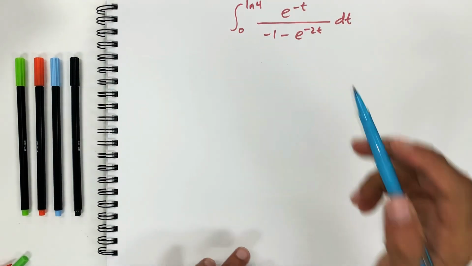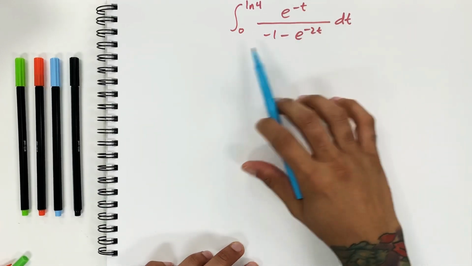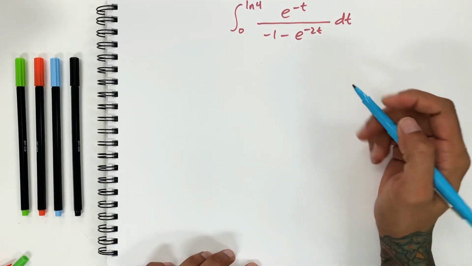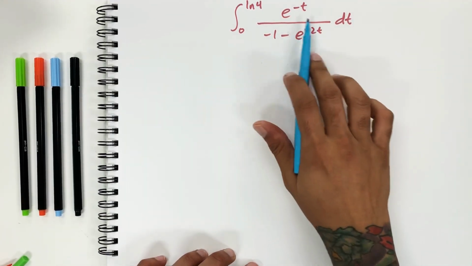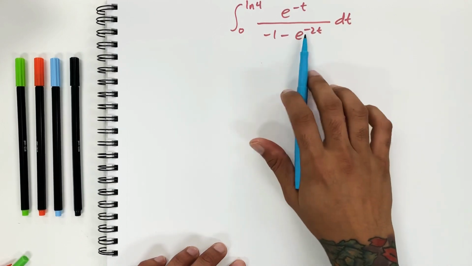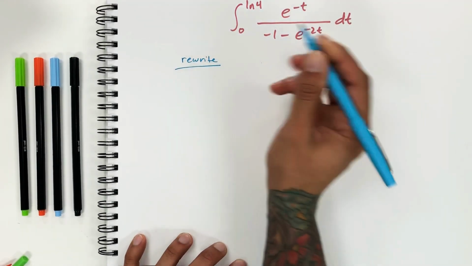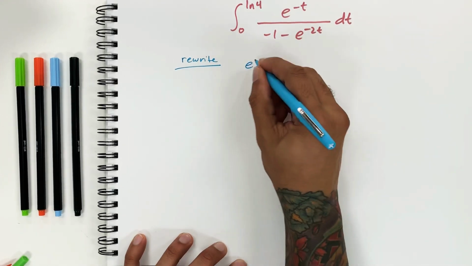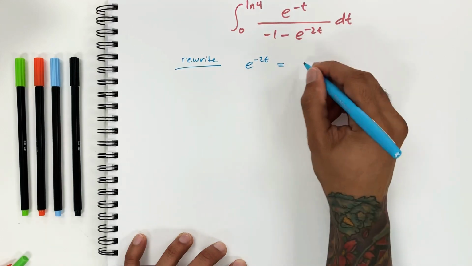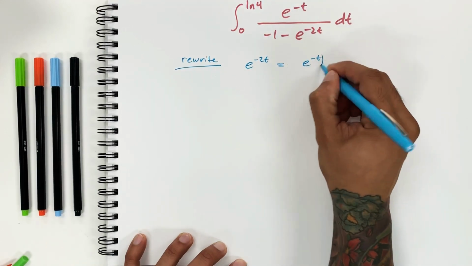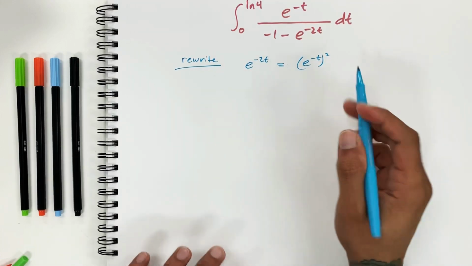So in this video I want to show this integral right here that looks pretty nasty at first, but in reality we can make it very simple. So first thing I want to do is rewrite the bottom, or specifically this e. Before I do anything, let's rewrite this e to the negative 2t as e to the negative t squared. Okay, so this makes the same exact thing.